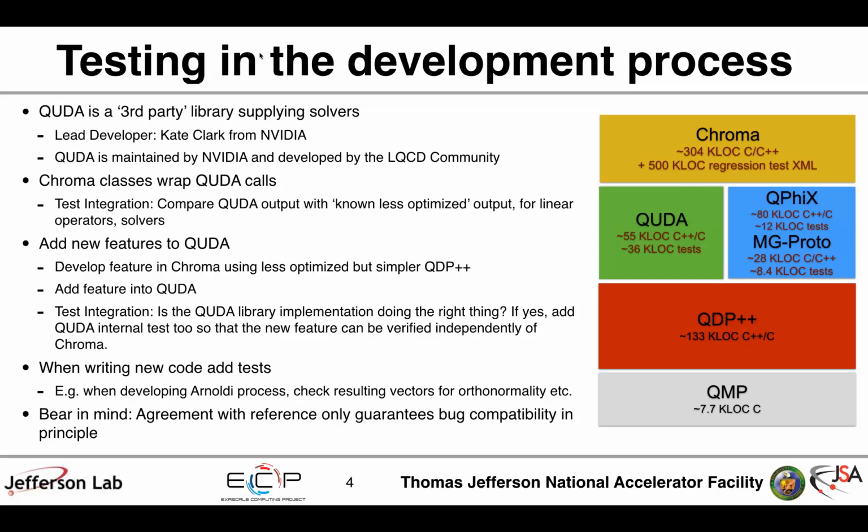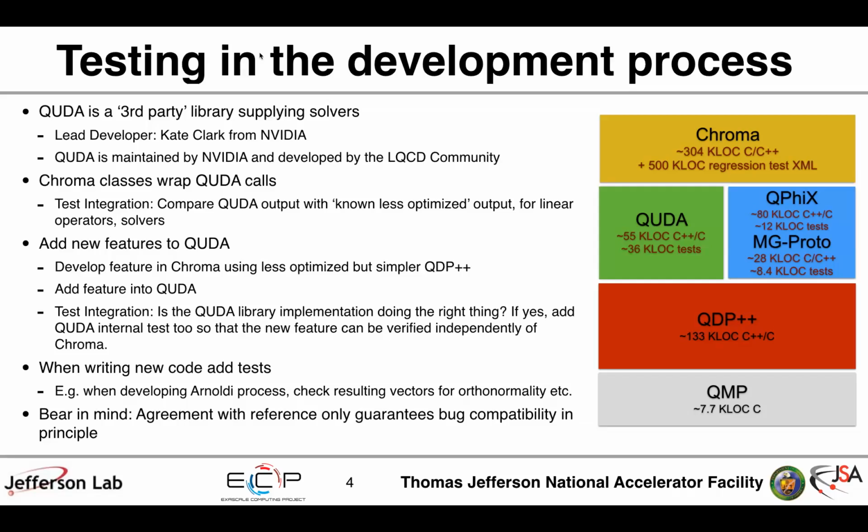And so also nowadays, when I write new code, I always try to immediately add tests. I won't say it's 100% test-driven, but for one example, when I was trying to write a solver, it has a sub-process called an Arnoldi process. I could always add in little tests to check the resulting vectors for orthonormality and things like that. But one important thing to bear in mind is if you're testing against a reference, you are only guaranteeing bug compatibility with the reference in principle. So you should be happy that your reference is doing what you want first before you use it as a reference. So that's how much I wanted to say as an introduction.